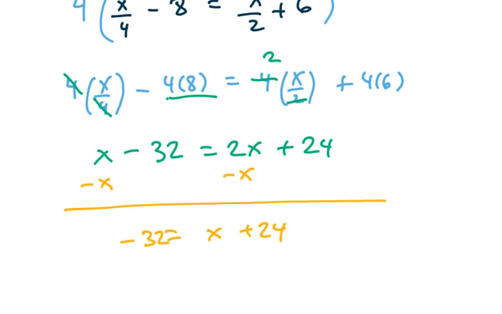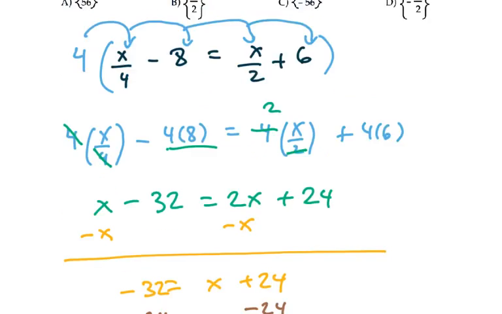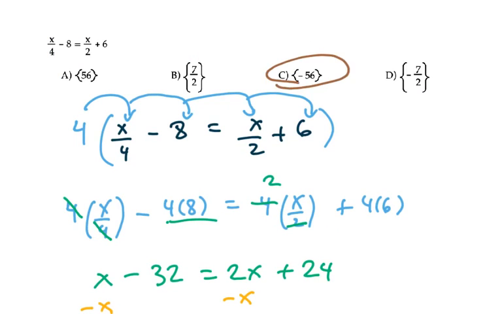And then to finish it off, I'm going to subtract 24. And this is going to give me negative 56. And there's my answer. Again, I look at this and just want to stress that I see 56, I see 7 over 2, I see negative 56, and I see negative 7 over 2. So you can see some of the issues here, which is you want to watch those signs very carefully so you don't make a silly mistake.